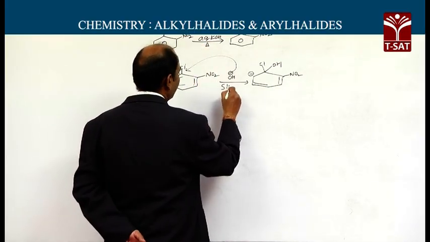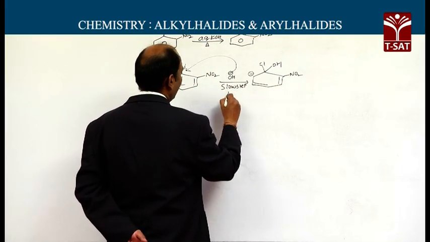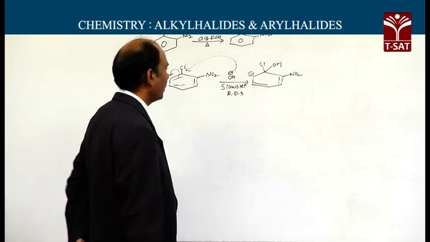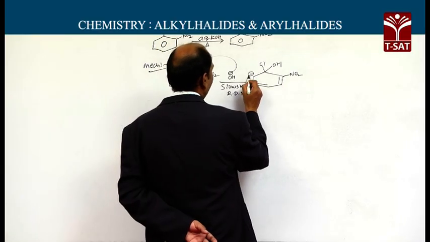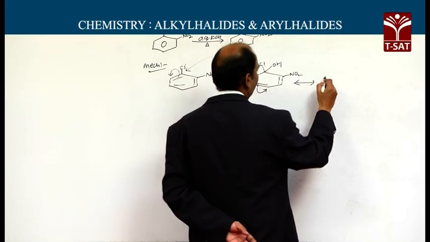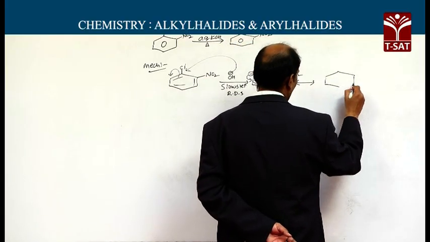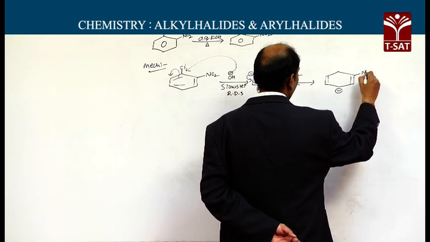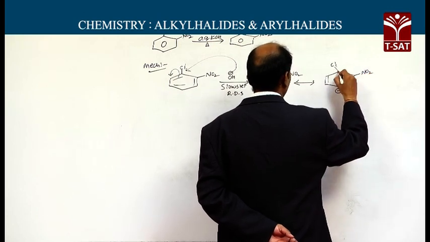Again this is a slow step and it is a rate determining step. The negative charge is stabilized by resonance, delocalization of electrons. Here double bond, negative charge, double bond, here it is NO2, this is Cl, this is OH.